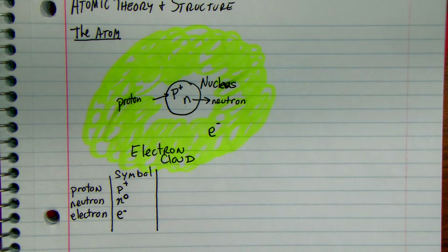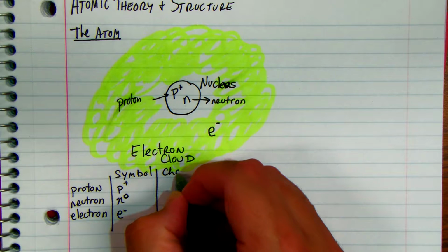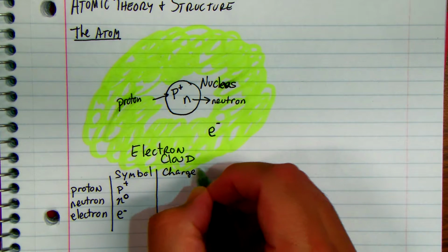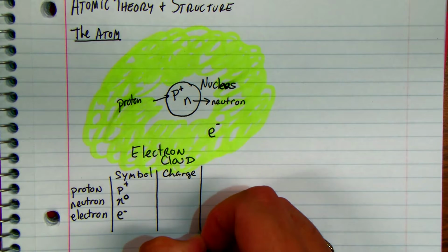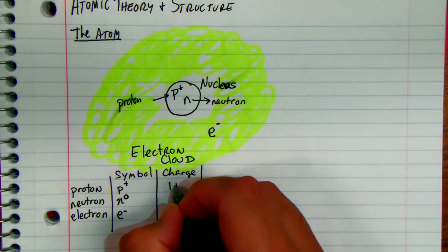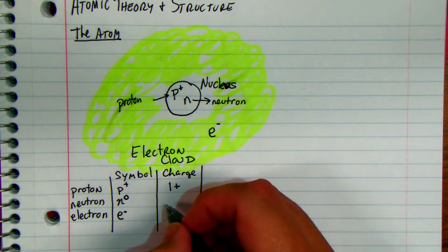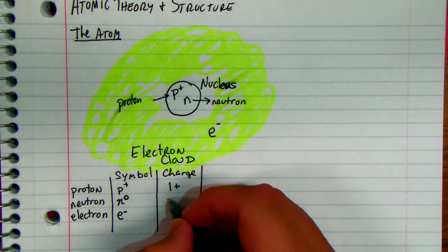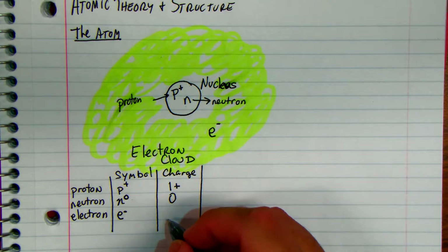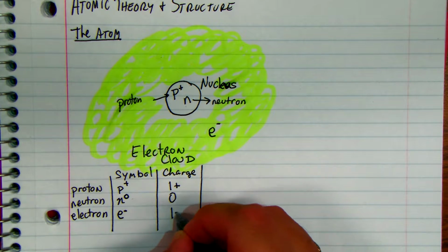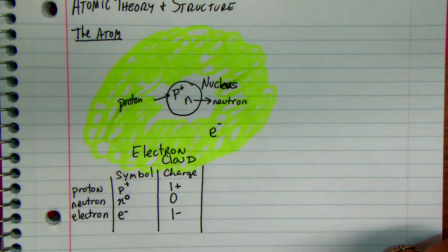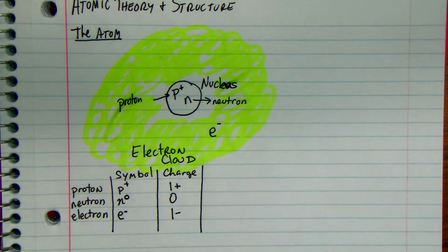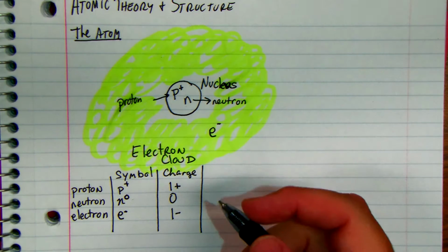So if we talk about charge, and we talk about relative charge, the proton gets a 1 plus. What does the neutron get? 0. What does the electron get? 1 minus. So that's just a naming convention on the part of the books here.